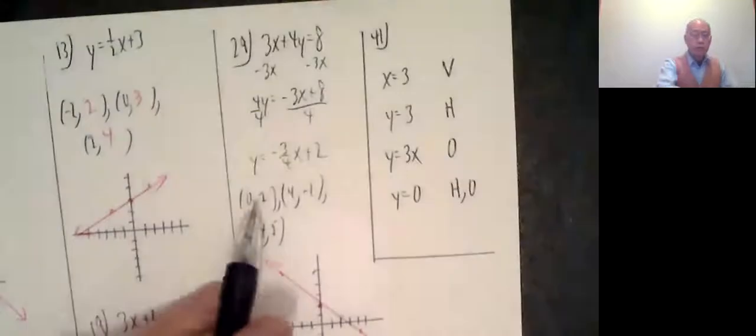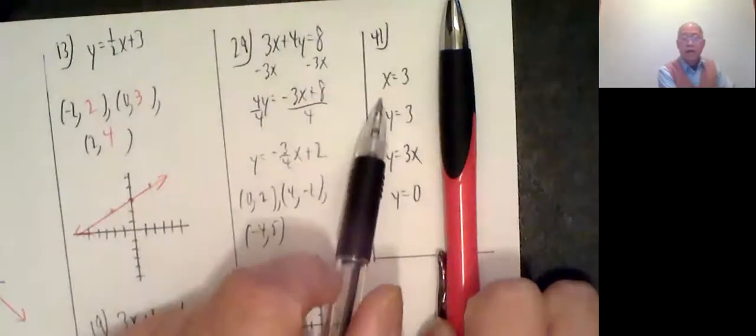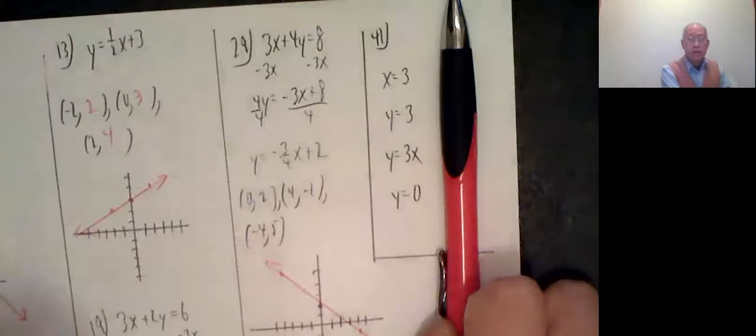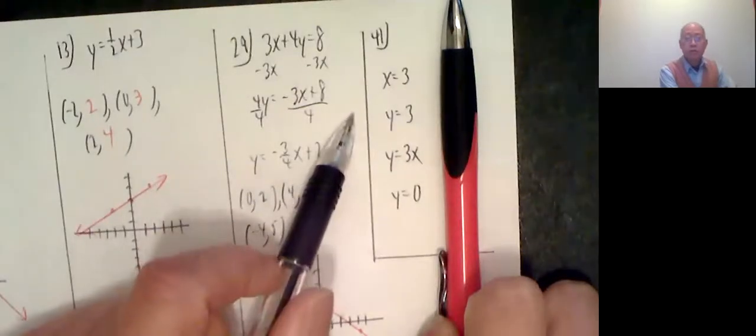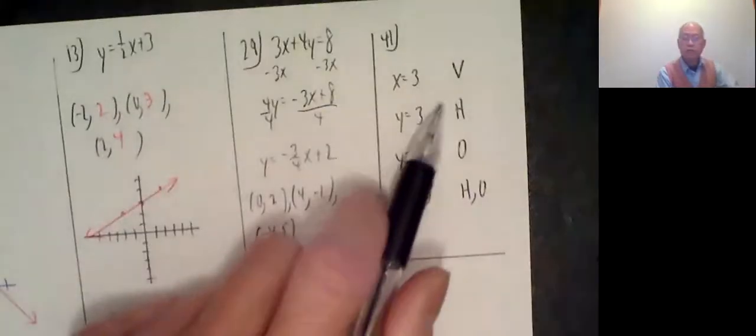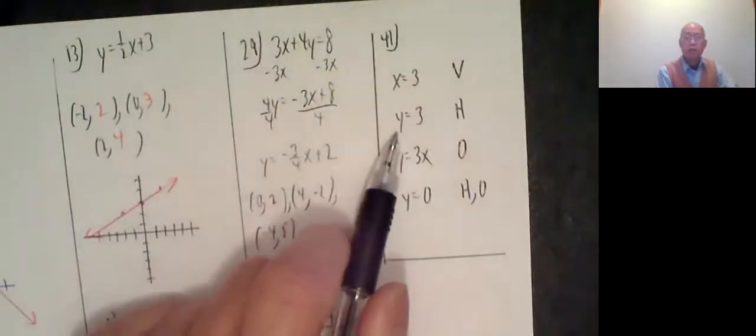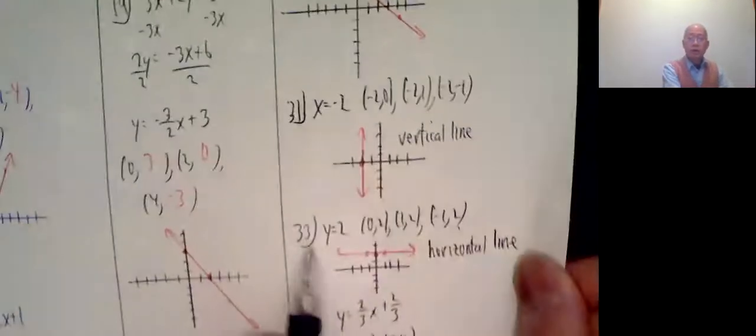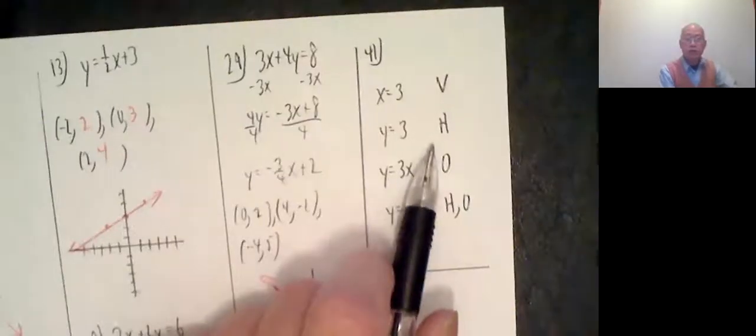Okay, finally for 41, just cover this up temporarily. x equals 3. They want to say, is it horizontal, vertical, goes through the origin, or more than one? Okay, so we already said x equals something is a vertical line, so V for vertical. y equals 3. y equals something is going to be a horizontal line.